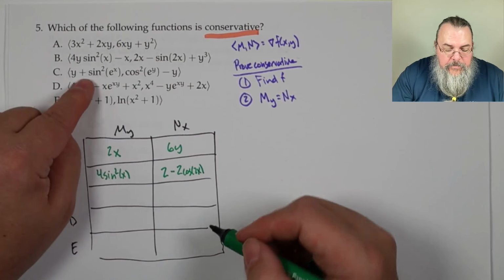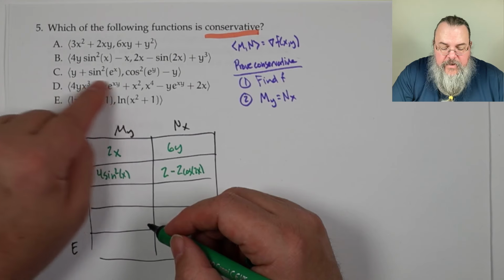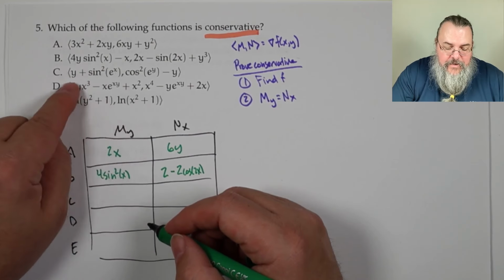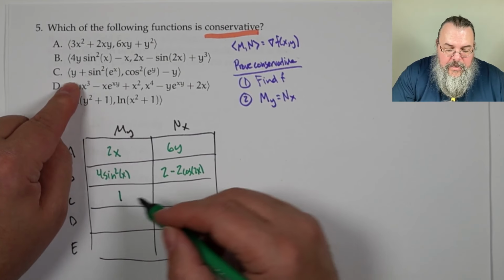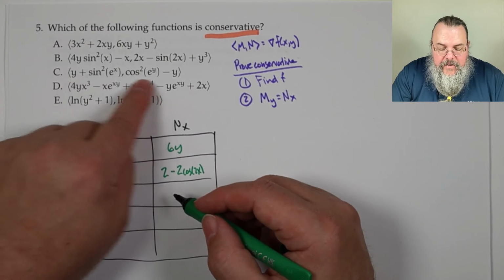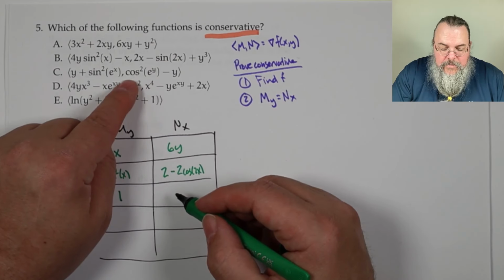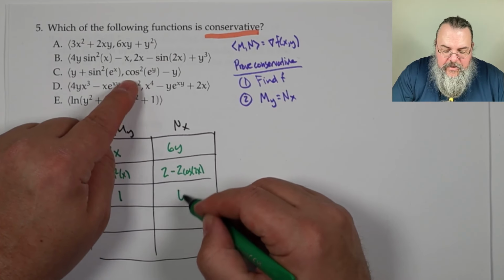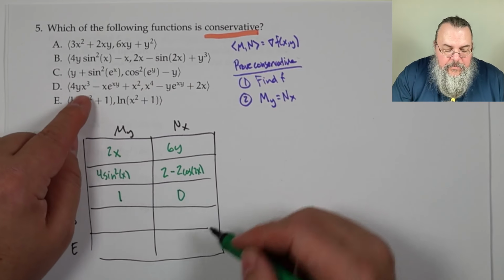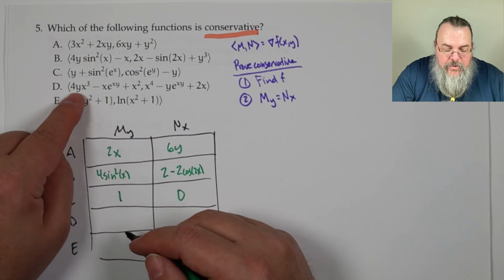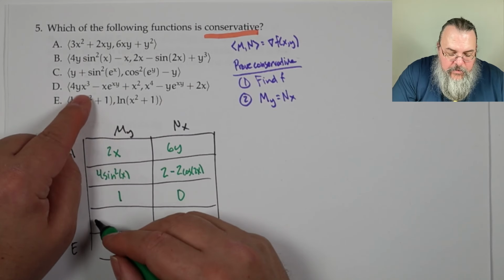Okay, let's do C. Take the derivative of the first term with respect to y. Oh, thank goodness, that was going to look terrible. That's a 1. And then take the derivative of the second slot with respect to x. And there's nothing, there are no x's there. Okay, D. Take the derivative of the first slot with respect to y. That's a 4x cubed.